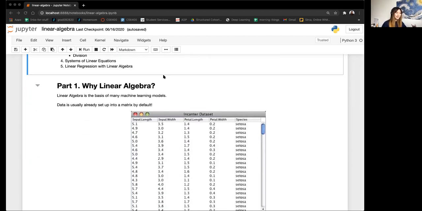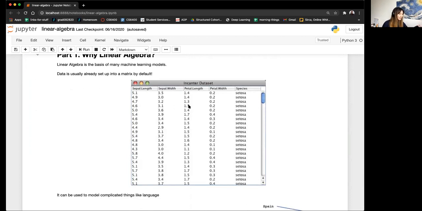Linear algebra is the basis of many machine learning models, mostly because you're thinking in multiple dimensions. Whenever I think of linear algebra, the first thing I like to think about is we're thinking in many different dimensions, and I'll talk a little bit more about how that exists with real life data. By default, a lot of data is set up like a matrix. I'm going to go into data types, but matrices are basically anything 2D, anything that comes in a rectangle shape. So data is already set up like that.